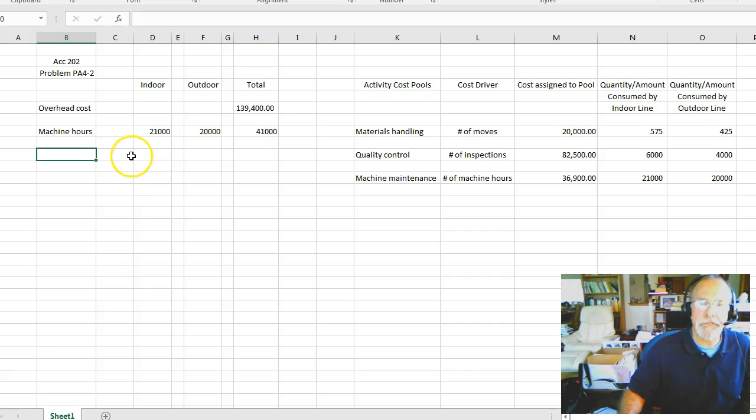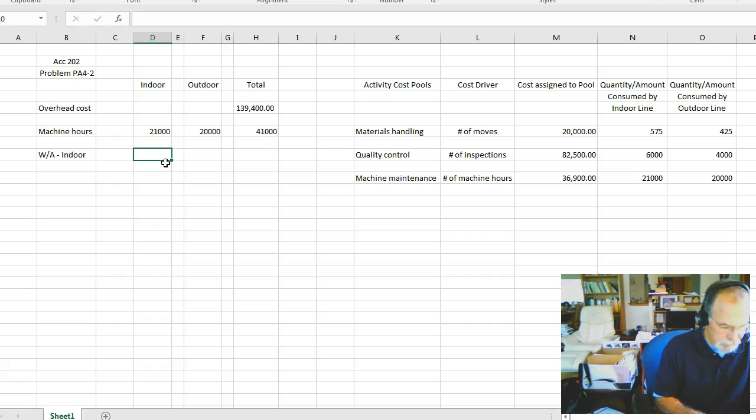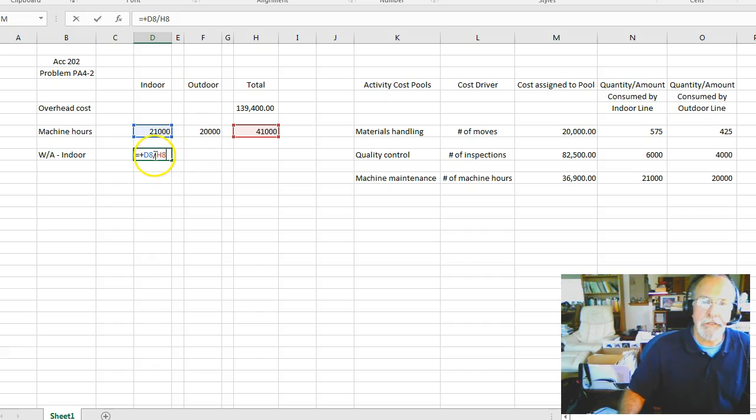allocation methods, we would take what we refer to as a weighted average. So we could say weighted average for indoor, and how that would work is we would take the indoor machine hours and divide it by the total hours, and that would give us a percentage, basically 51.2195%.